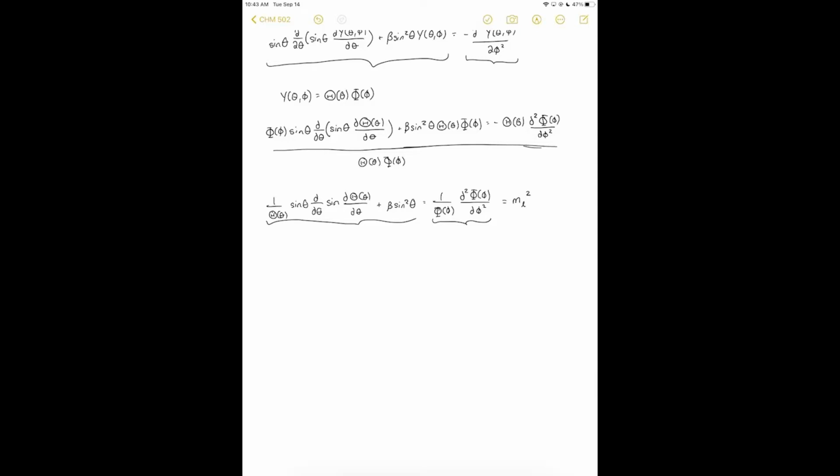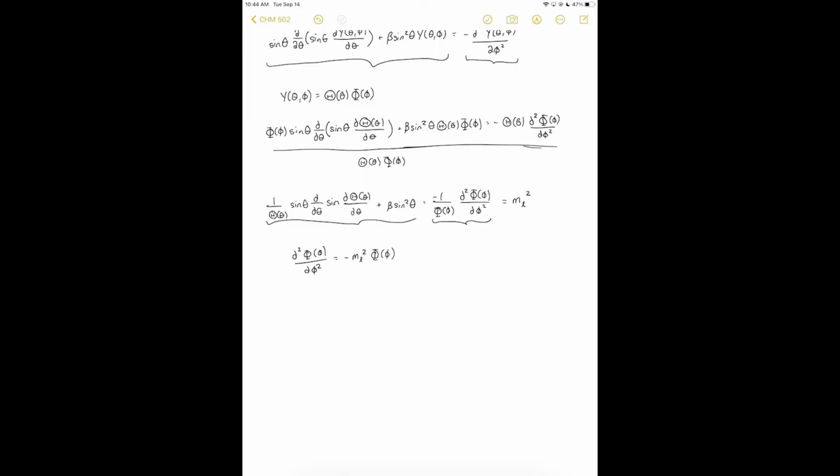The phi side of this equation is the exact same equation as we had before. So if we rewrite this, we'll see that we have two derivatives of our phi function with respect to phi is equal to, sorry, I forgot this negative up here. So here it's equal to negative m sub l squared times our function with respect to phi. So it's the exact same solution we saw for two-dimensional rotation, and that's why we write it in this way.